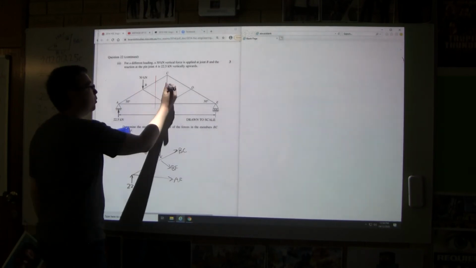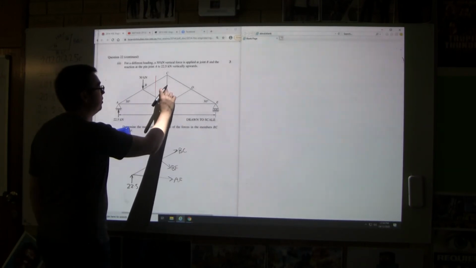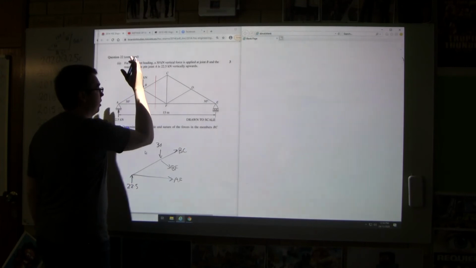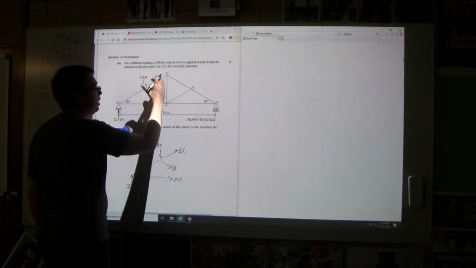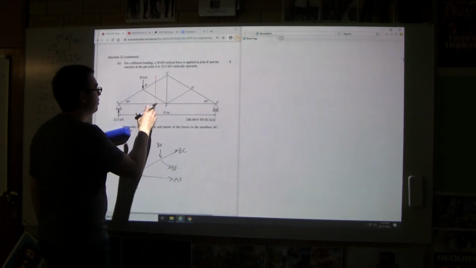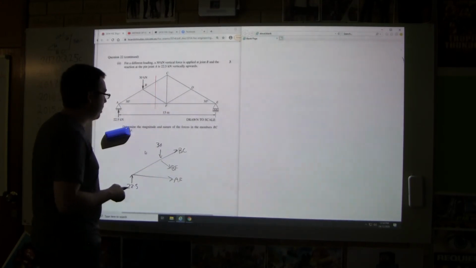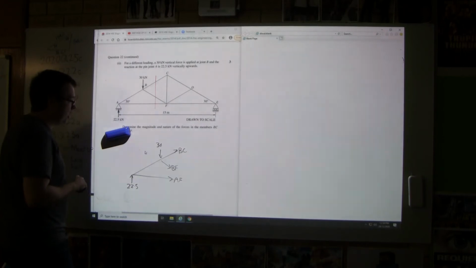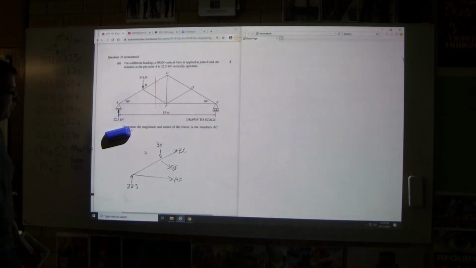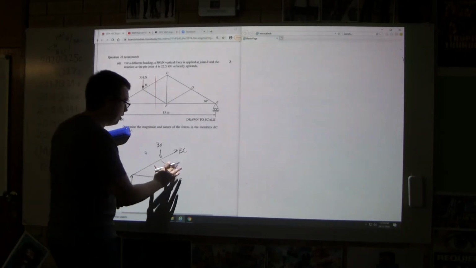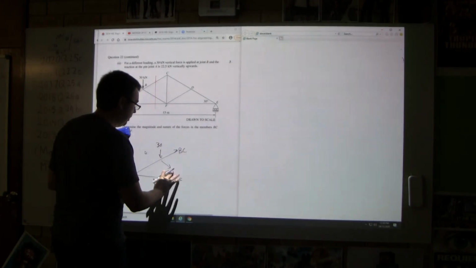But if you wanted to solve CF, you have to solve either side first. You have to find BC before you can find CF, or you have to find AF before you find CF. Otherwise you're going to have too many unknowns. So first thing I want to look at: BF is my target, and I've got 2 unknowns, BC and AF.